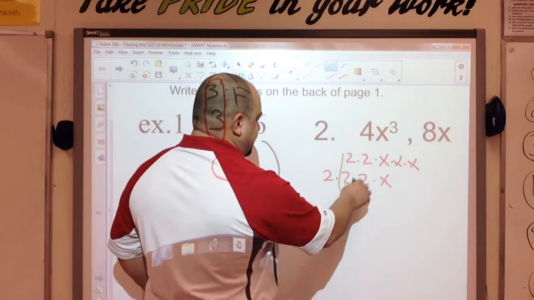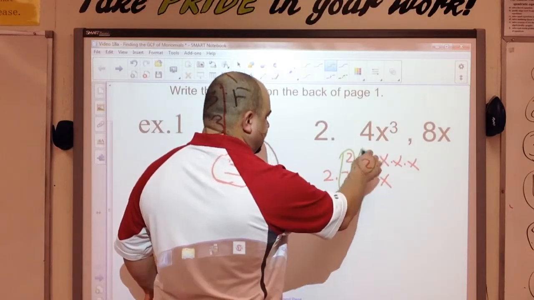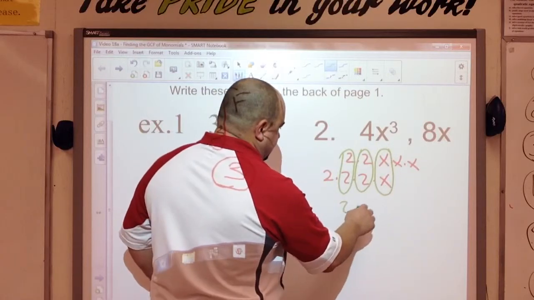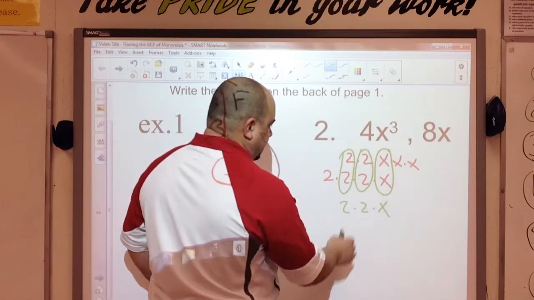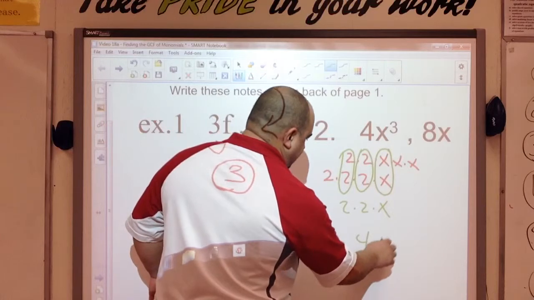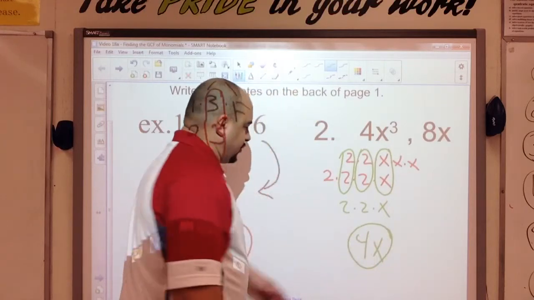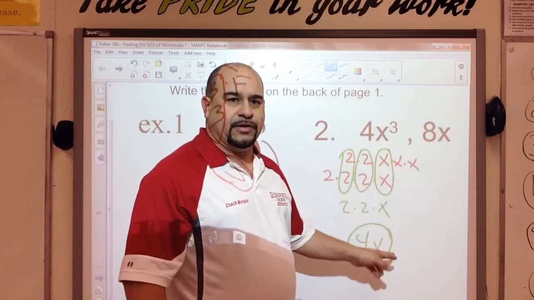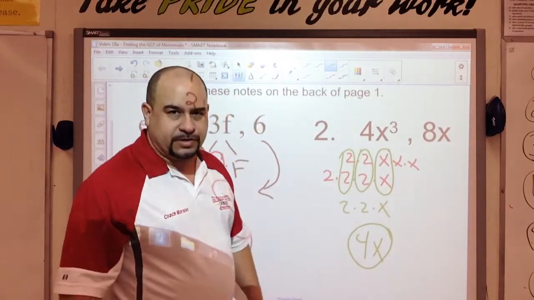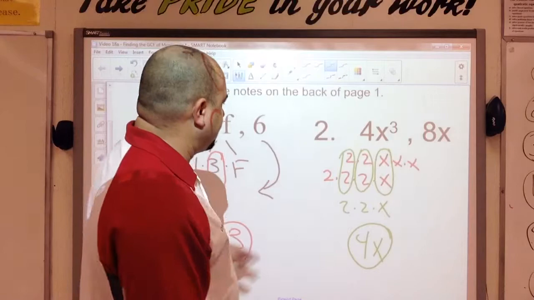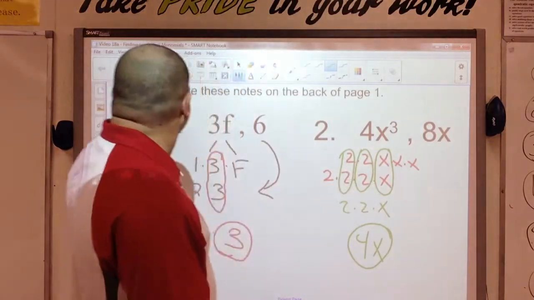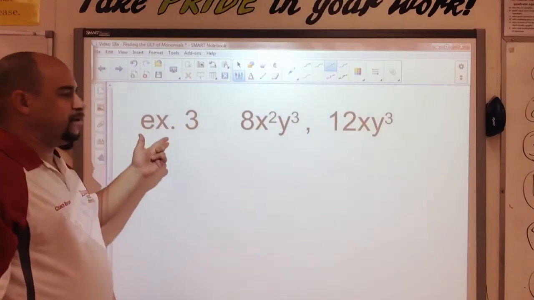So notice you have a set of 2's here and a set of 2's here. You also have a set of x's. 2 times 2 times x. So your GCF here is 4x. So the 4 here goes into the 8. Notice that the 4 was also the greatest common factor. So you're always lining up, circling what's in both. Okay? Let's look at example number 3.